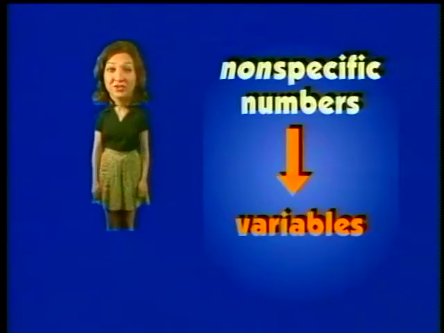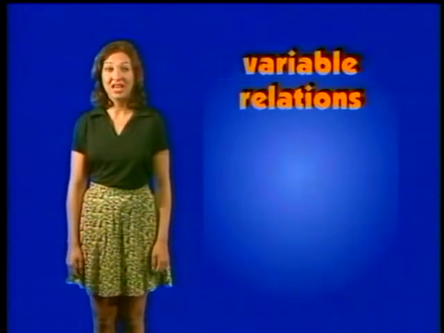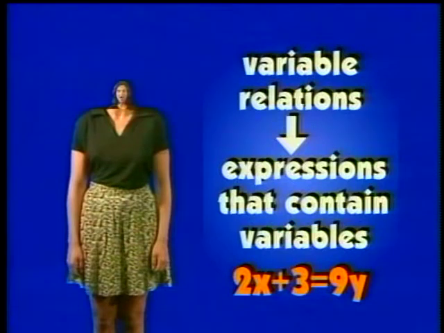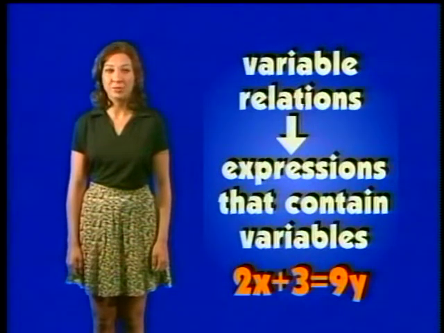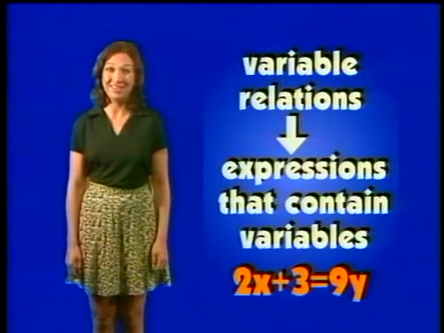The arithmetic you learned or didn't learn in grade school explored specific number relations. But algebra explores relations between nonspecific numbers or variables like x and y that represent a whole set of possible numbers. Variable relations, expressions that contain variables like the equation 2x plus 3 equals 9y, look more like the kind of algebraic expression you've seen before, and will have seen way too much of by the time we're through with you.